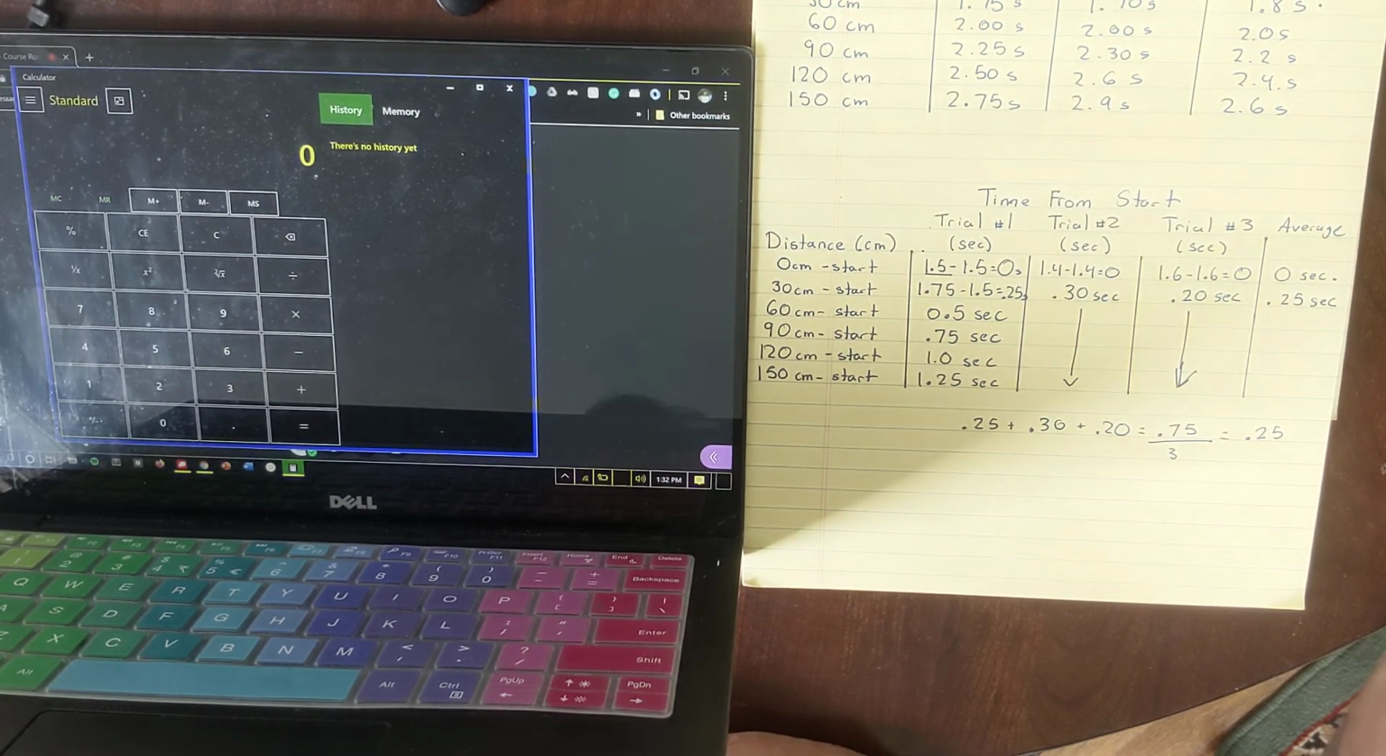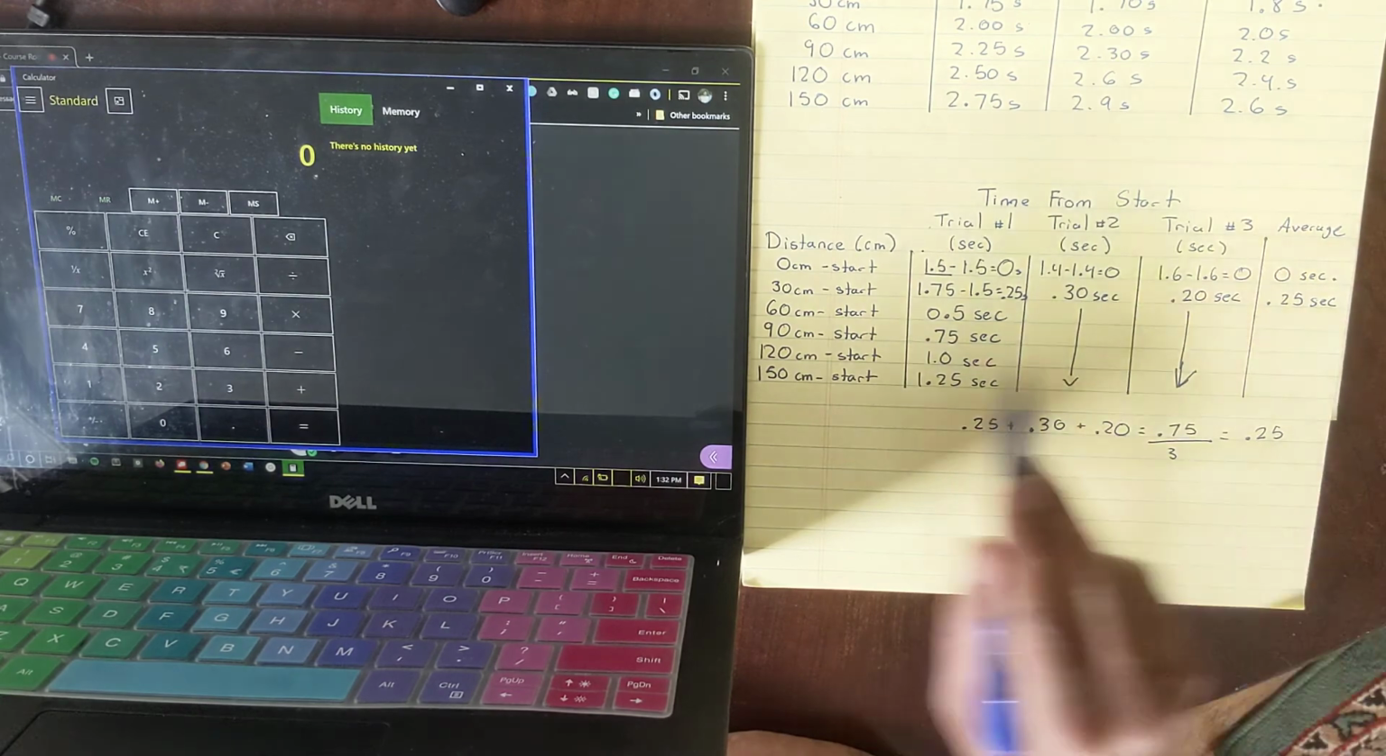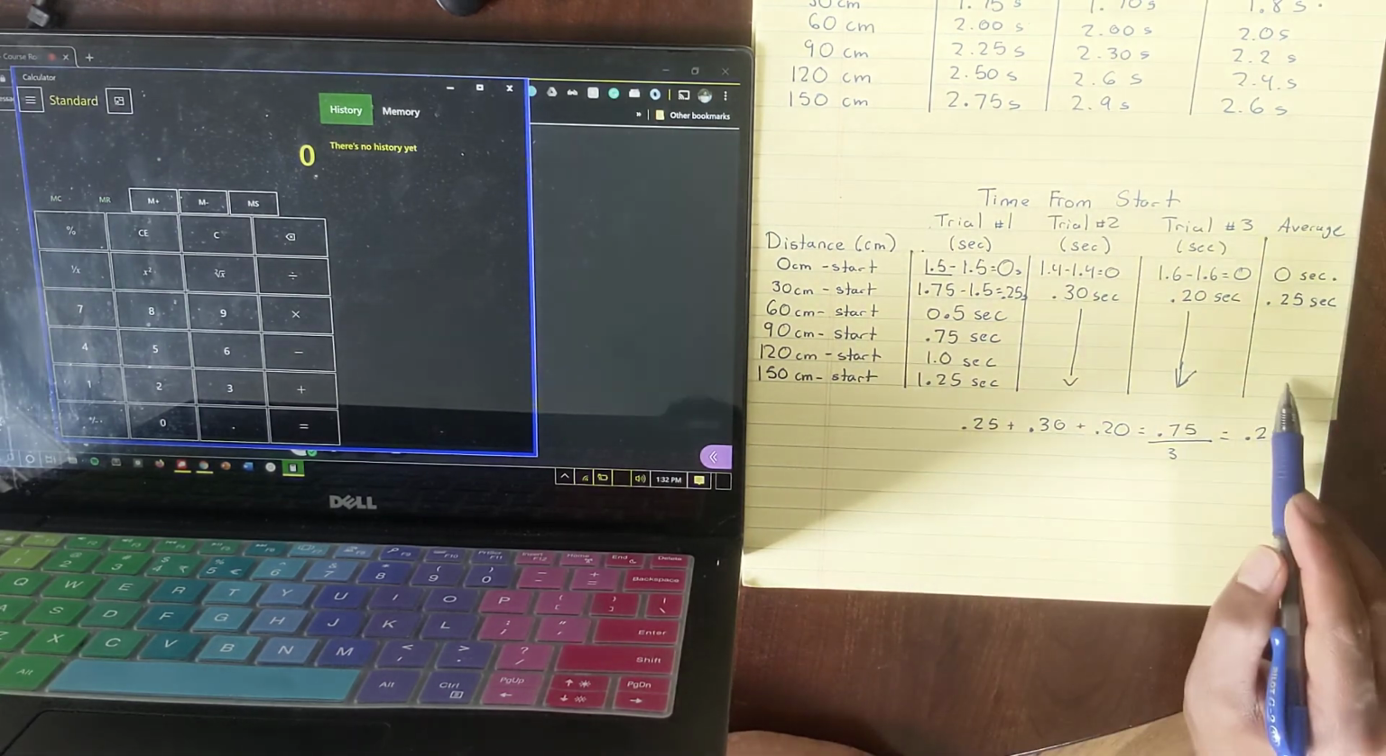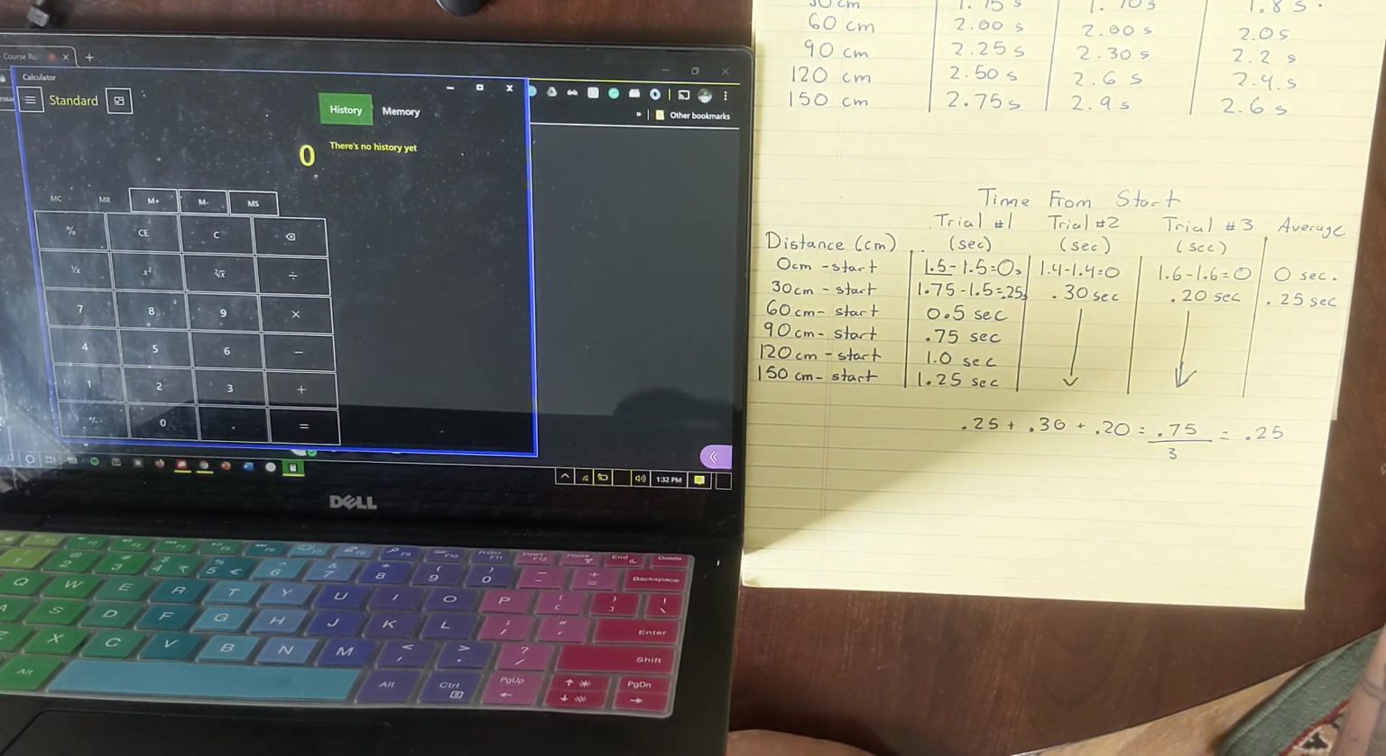Okay, great. So once you finish calculating the average for each distance across the 3 trials, take a photo of your raw data and your time from start data, upload those, and you'll be done with today's assignment. Great work.